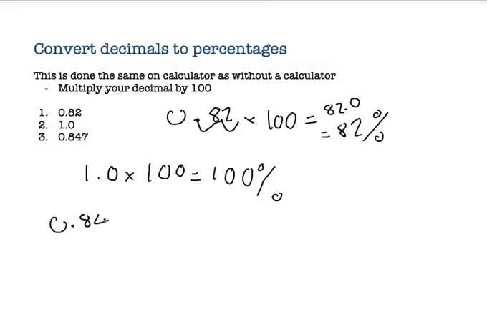Right, next one. 0.847, and I'm going to times this by 100. So this decimal moves back twice. 1, 2. So now I'm at 84.7%. Okay, so that's how you convert a decimal to a percentage. Same way if you use a calculator or without a calculator, okay? So it's up to you which one you find quicker and which one you can do.